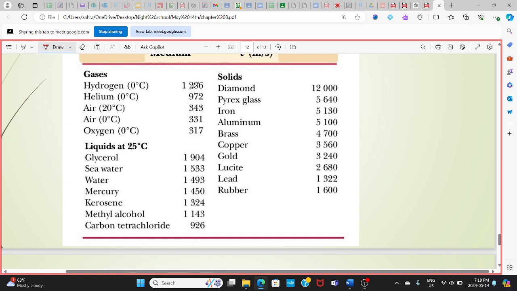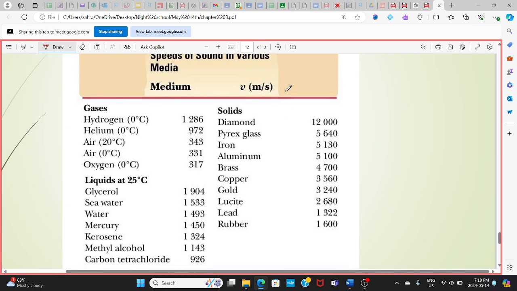If you want to compare gases and solids, of course, the solid will transfer the wave faster. See that? Compare the solid to gas. So the denser the medium, the faster the sound wave is going to travel. Of course, liquid compared to gases, so liquid transfers faster, and so on. Okay, very interesting. The diamond, look at diamond, is 12,000 meters per second. That's really fast. Yeah.